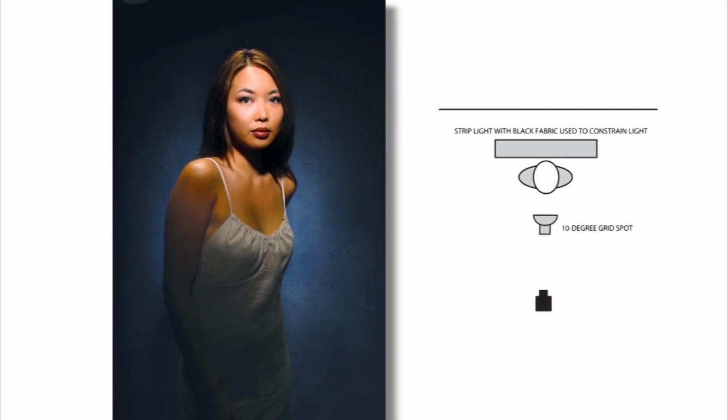Want more drama? Here, I began with a 6-inch reflector and 10-degree grid spot, moving it until only the face was evenly lit. I added a strip light for her hair, but scrimmed both sides with black cloth so it would only shine straight down, keeping stray light off the background.